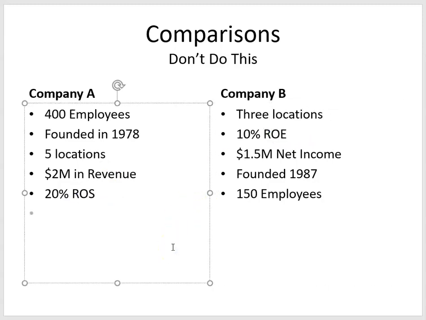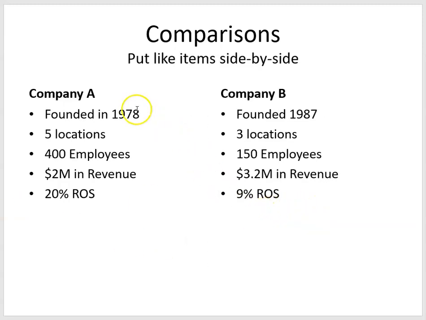Now, what we want to do is compare like things to like things. More like this. Side by side: the years the company was founded, location, employees, revenue, return on sales. Right? It's easy to compare. Always, always, always, if you can compare, put things side by side.